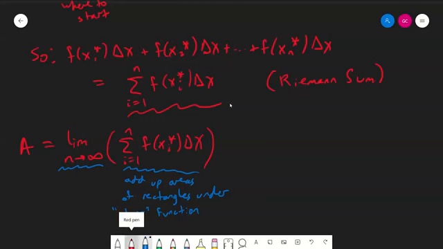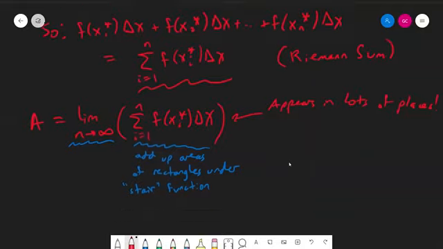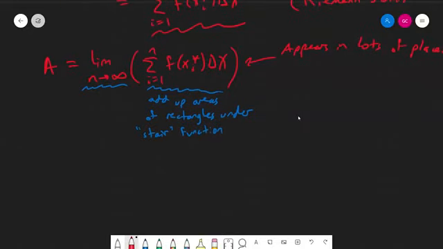Well, it gets to be a little bit cumbersome to write down this whole expression all the time. And also it turns out that this expression appears in lots of places. So it's not just for finding areas. There are lots of physical and other geometric problems that end up looking something like this, something like taking the limit of a sum of f of something times delta x. So because of that, we make a new definition. It's just a new symbol.